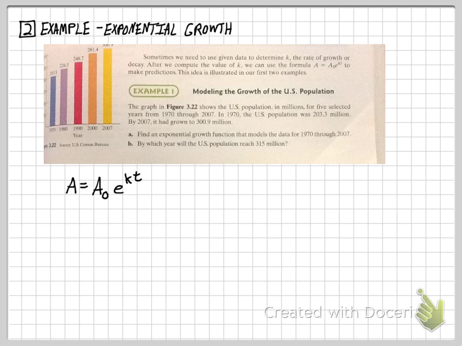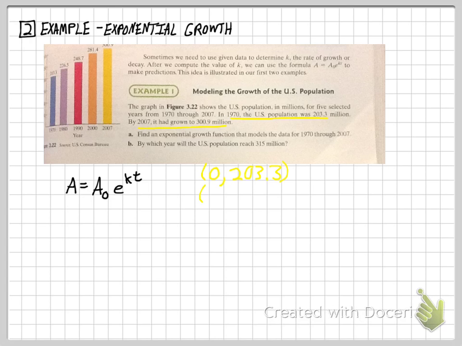Reading through the problem, I'm given two different populations, one in 1970 and one in 2007. And the good news here is you can choose whatever you want to be your initial, in this case, population. And hopefully it's pretty obvious that choosing the population 1970 would be a good initial population. So we're going to actually use t equals 0 because that's kind of our reference point, and that actually makes the a sub 0 that 203.3 number.